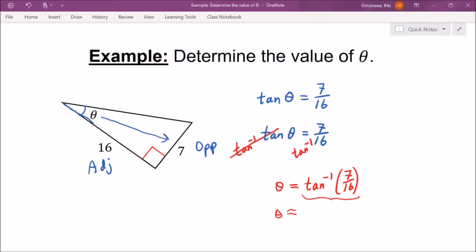So back to the example, we had theta equals whatever inverse tan of 7/16 is. And in our calculator in degree mode, we got around 23.6294 degrees if we round. So that's our final answer, the angle measure we were looking for.